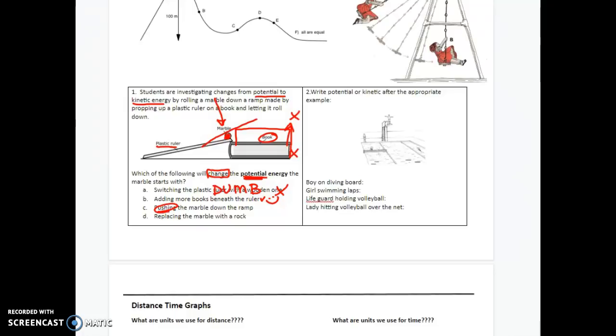Letter C, pushing the marble down the ramp. No, that's adding your own mechanical energy to the system, and that's cheating. Letter D, replacing the marble with a rock.